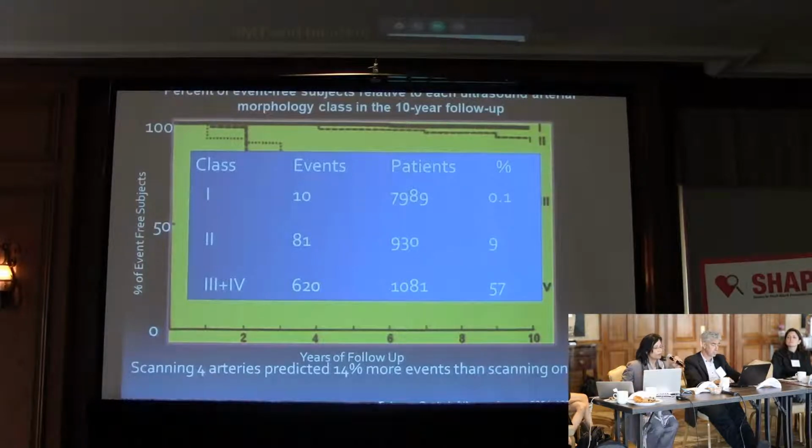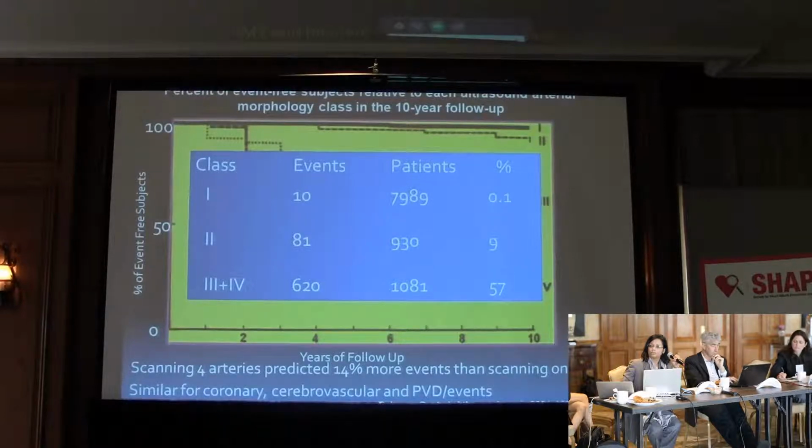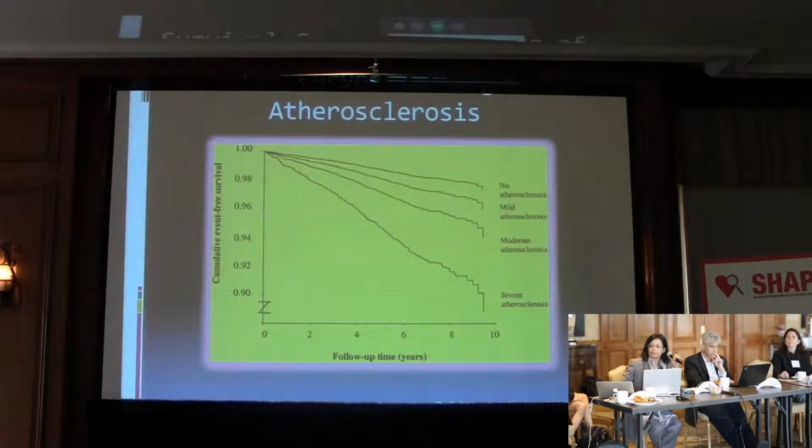In addition, they found that scanning both the carotid and the femoral segments actually identified 14% more events independent of each other. So you will identify more events if you go to more vascular beds. And the event rate prediction was similar for all types of CAD.